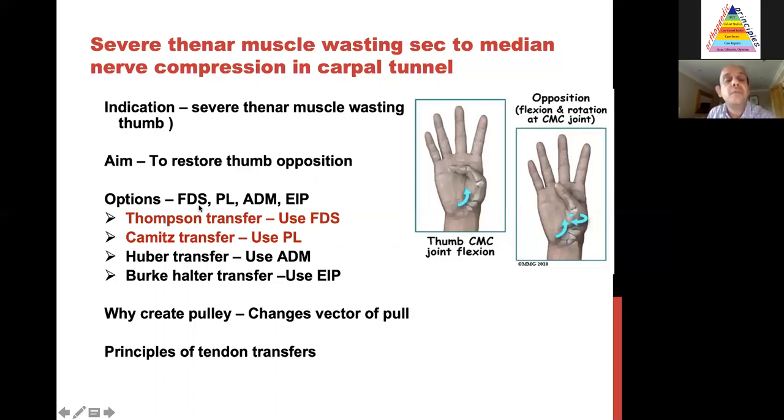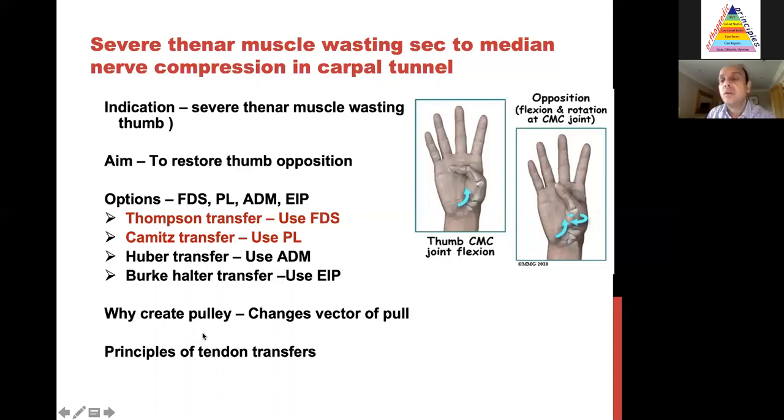Now, what options do you have? You can literally use any tendon as you wish. You can take flexor digitorum superficialis to ring finger, palmaris longus, abductor digiti minimi, or extensor indicis proprius. They have various names. Important is Thompson transfer, where you take FDS in a young person. Chemist transfer, where you use palmaris longus in an elderly person, because palmaris longus is not that strong. Two more things to know here.